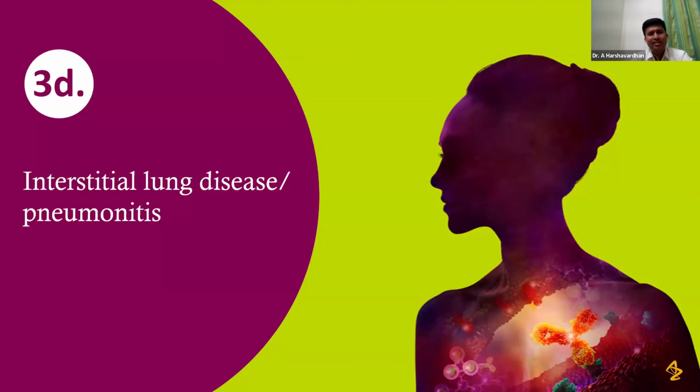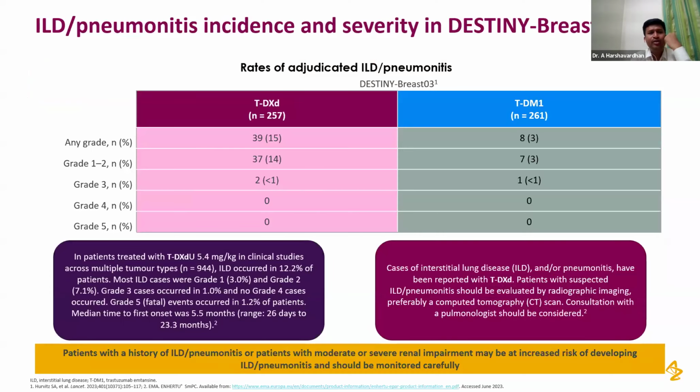Interstitial lung disease is the most dreaded complication. Everybody is concerned about this complication. In patients treated with T-DXd in clinical studies across multiple tumor types, ILD occurred in 12.2% of patients. Most ILDs were grade 1 and grade 2. Grade 3 cases occurred in 1% of patients, and no grade 4 cases occurred. Median time to first onset was 5.5 months.